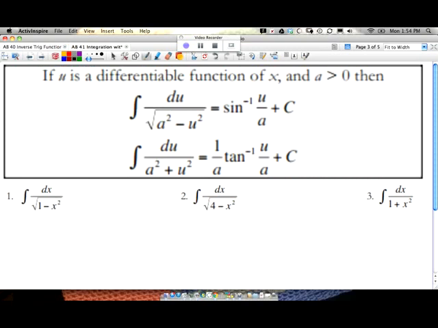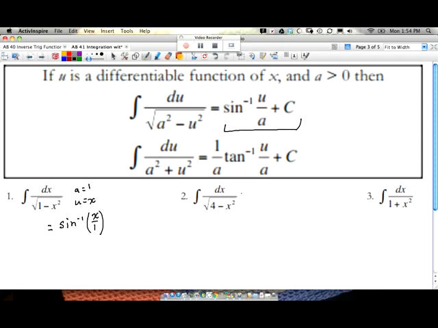Really, you're just trying to match up how it would fit in the original formula. Okay, so 1 minus x squared. That's almost too easy. It's ridiculous. We're looking at a equals 1, u equals x. So u over a is just going to be x over 1. So this equals sine inverse of x over 1. That was way too easy.